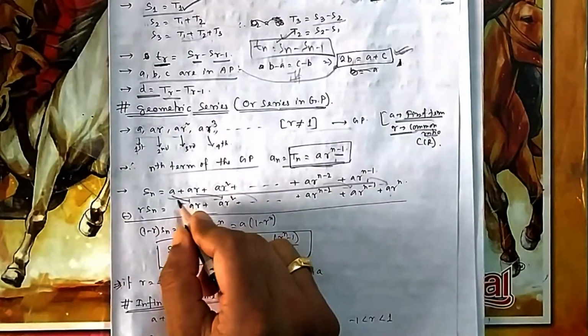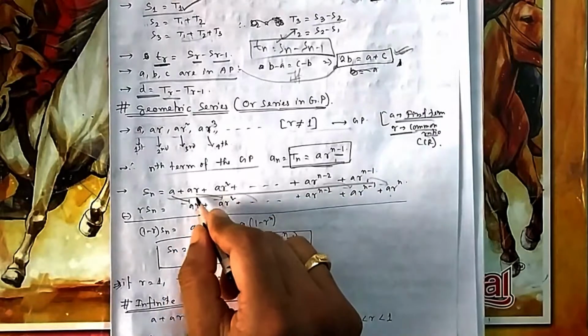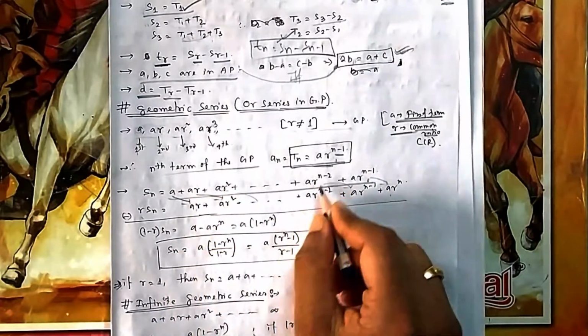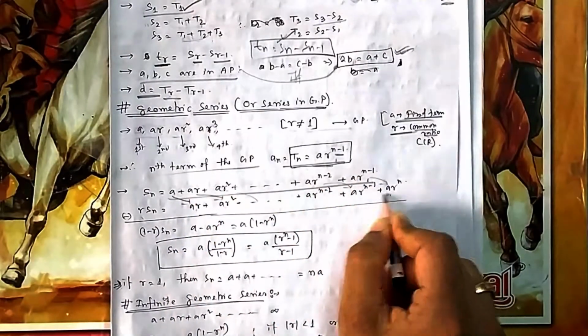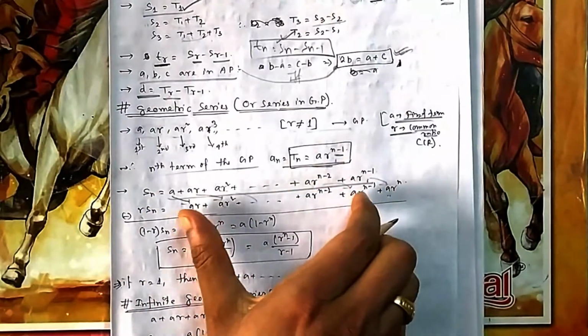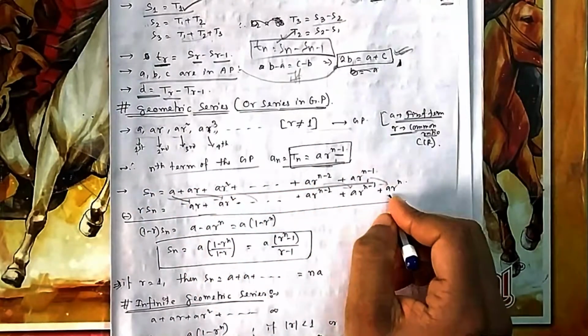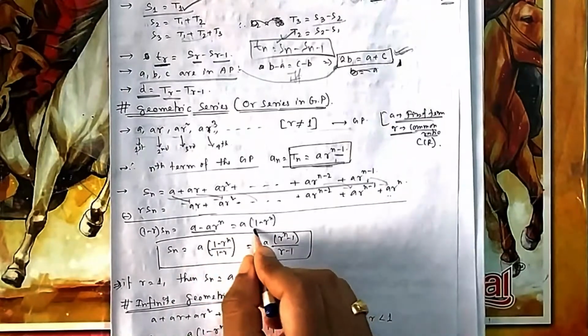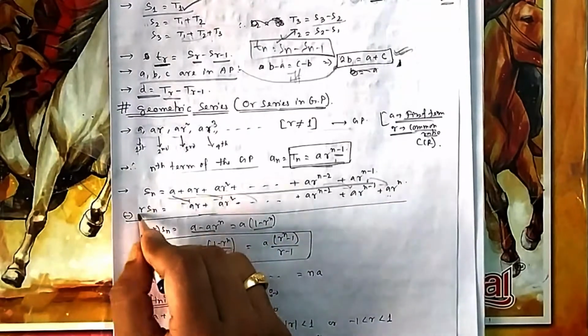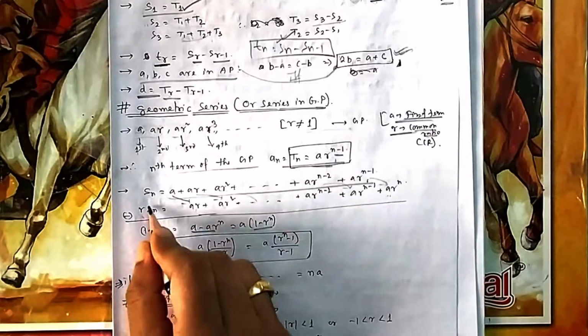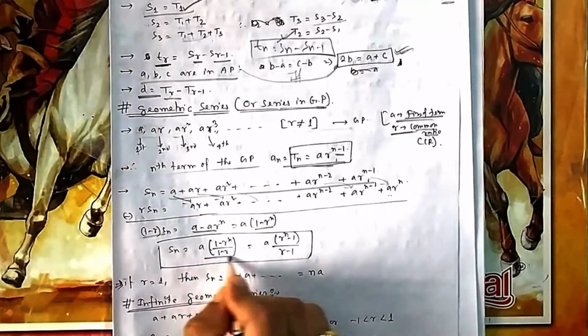Now if you subtract, you will see that all these same terms will get cancelled. Up to this much will get cancelled. Only the last term will come. In between, the first and last will remain, and all those in between will get cancelled. So you will get this one. If you take this common, this is Sn minus R into Sn. If you take Sn common, this one will come. So Sn will come like this.